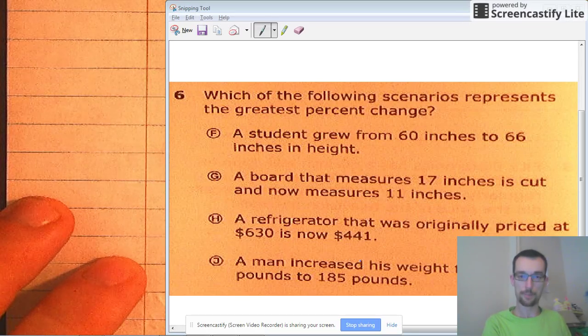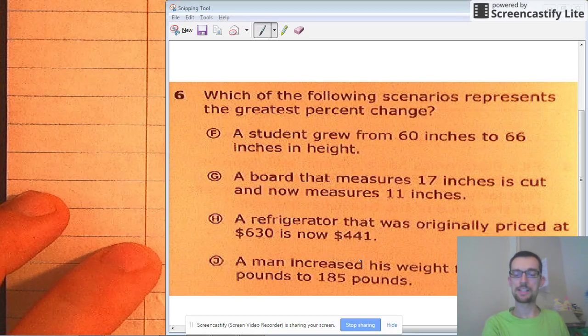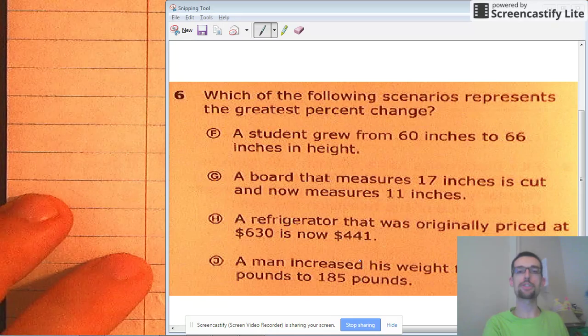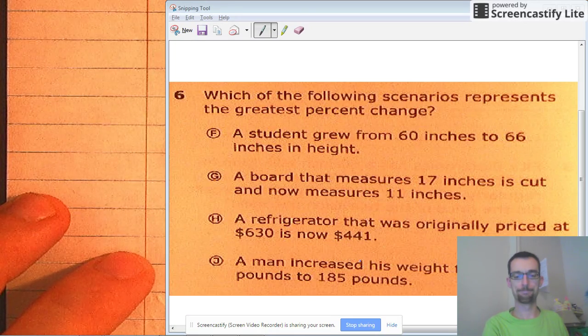All right, guys, last problem, number 6. Which of the following scenarios represents the greatest percent change? Okay.